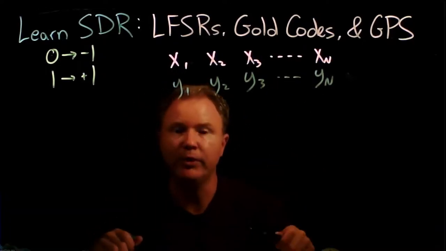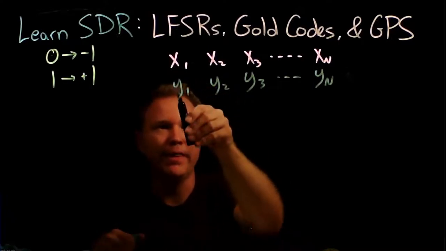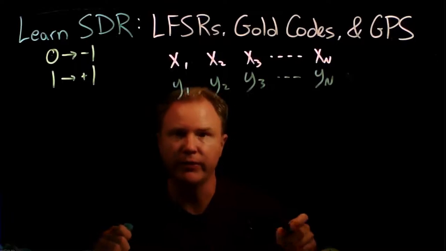We'll do another example of a 10-bit register. And for that, 2 to the 10 is 1,024. And that means it goes through 1,023 different states. So n would be 1,023 for that example.